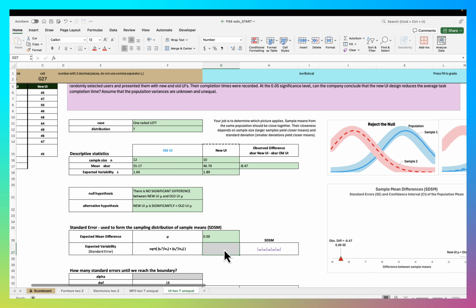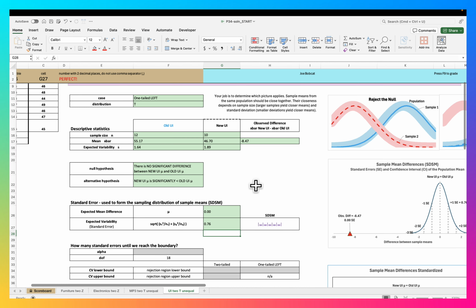And then here's our expected variability: square root of s squared divided by n, plus s squared divided by n. And that's our expected variability. So that's not a lot of expected variability, and we had a big difference. So this one might be significant. Let's see, alpha is 5%.